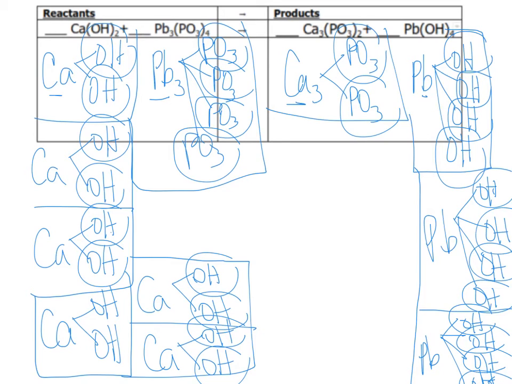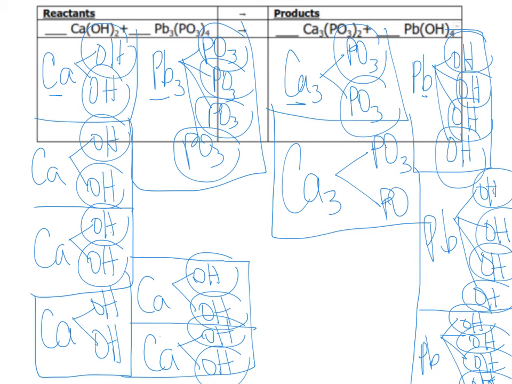I got 1, 2, 3, 4, 5, 6 Cas. And on the right, the product side, I only have 3. So I need another one of these. And I think that may have just taken care of it because I've got 4 circles of PO3 right here on the reactant side, and now I have 4 circles of PO3 on the products.